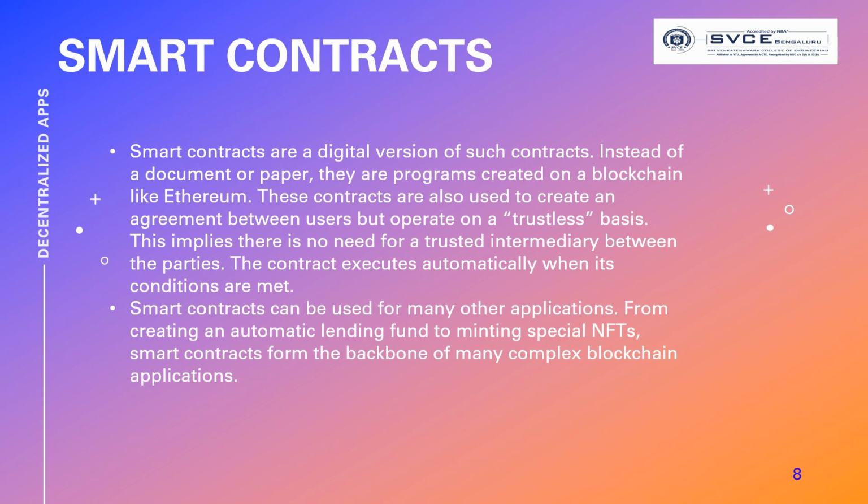The contract executes automatically when its conditions are met. Smart contracts can be used for many other applications, from creating an automatic lending fund to minting special NFTs, which are non-fungible tokens. Smart contracts form the backbone of many complex blockchain applications.